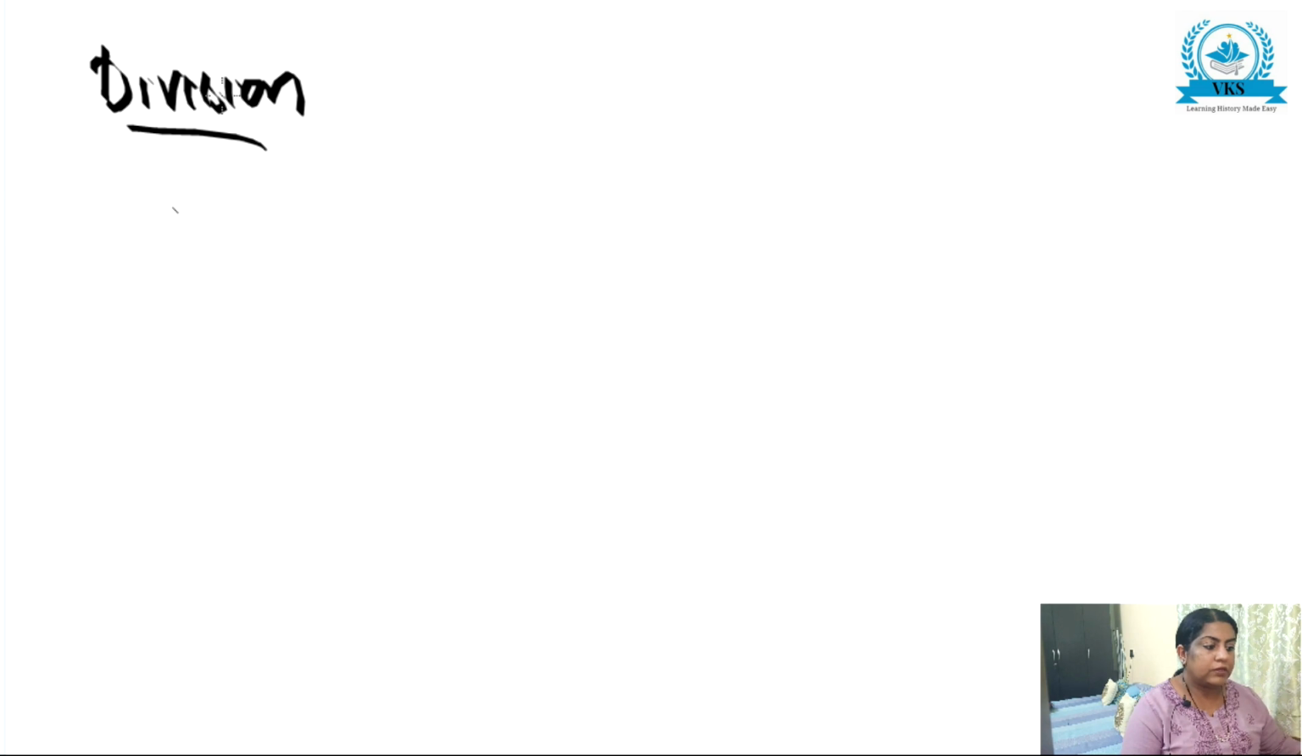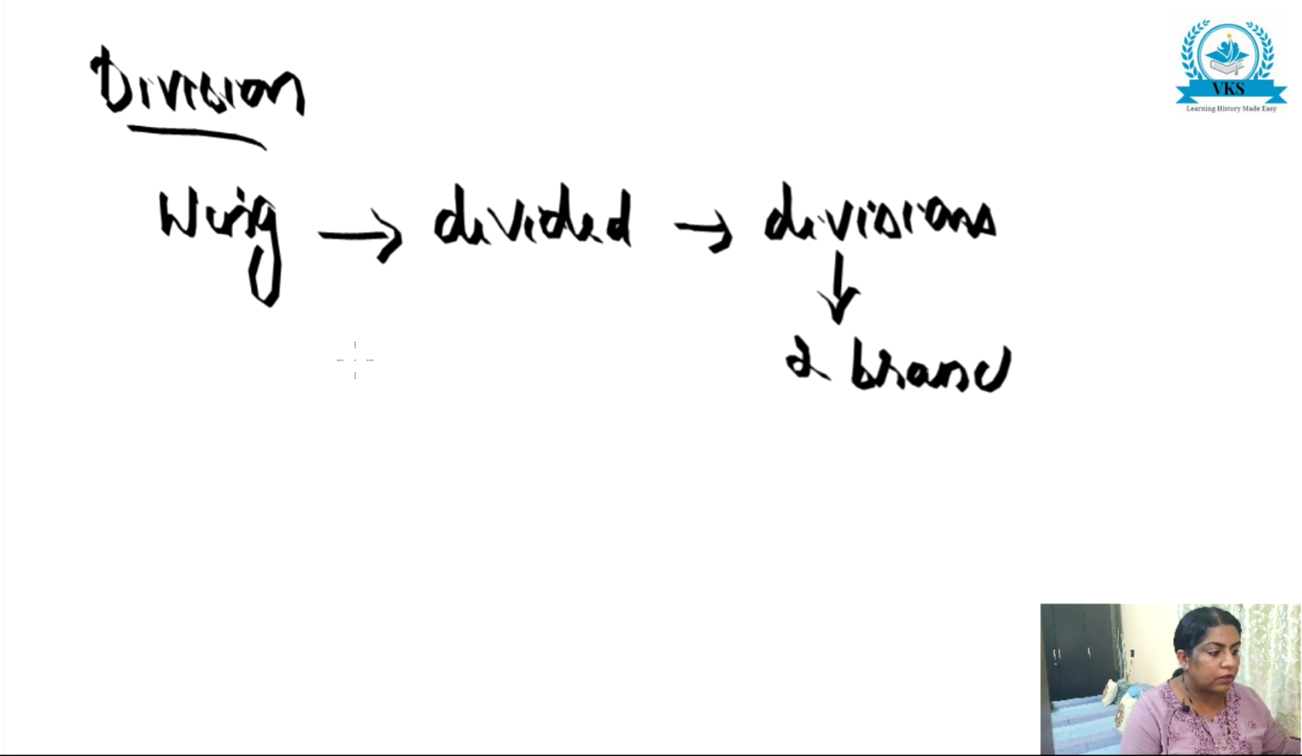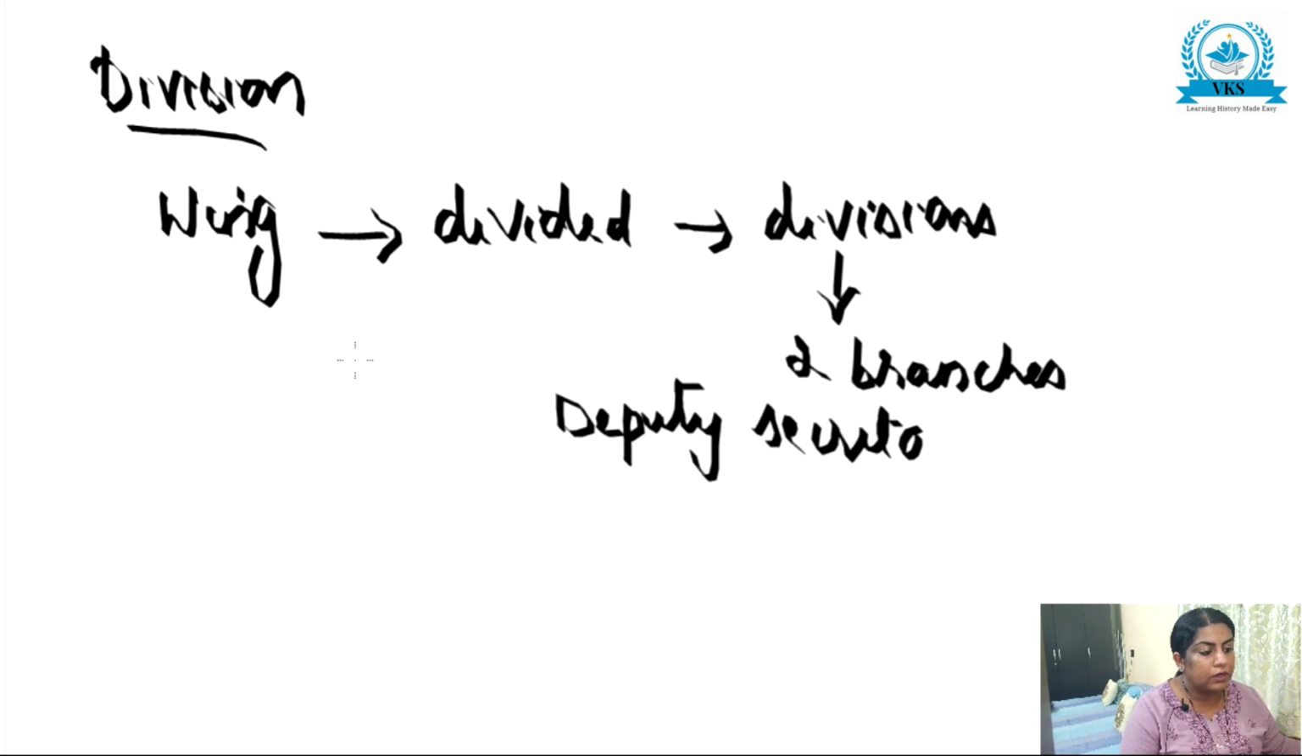A wing of the ministry is divided into divisions. So wing we already studied, that is again divided into divisions. This is for the efficient and expeditious disposal of business allotted to the ministry. Two branches ordinarily constitute a division. A division usually has two branches, normally under the charge of a deputy secretary. These two branches will be under the charge of a deputy secretary.